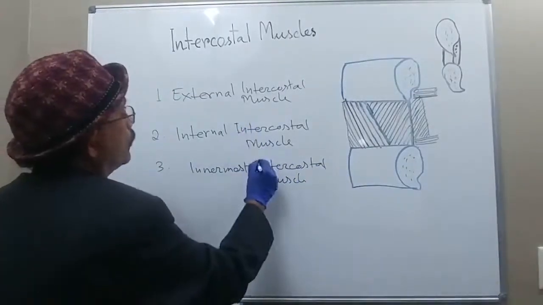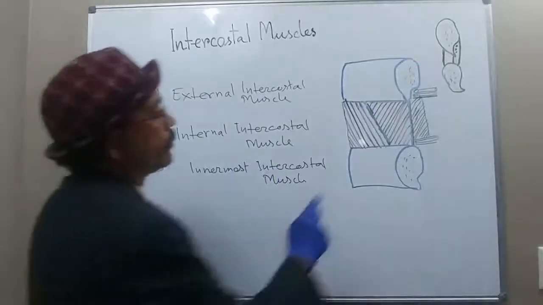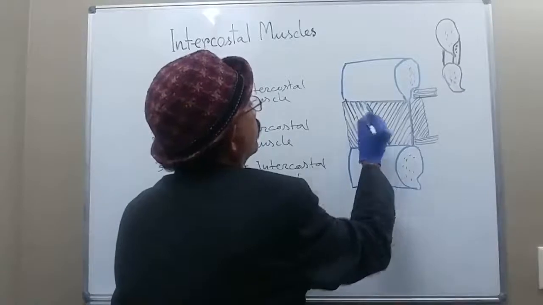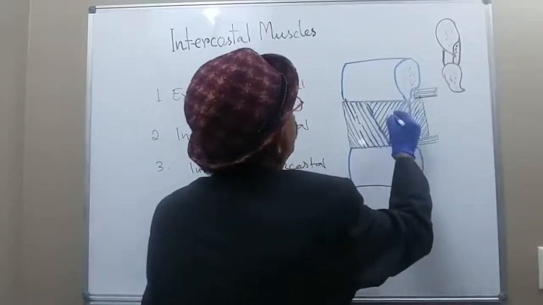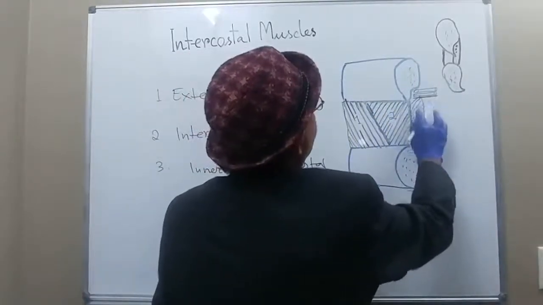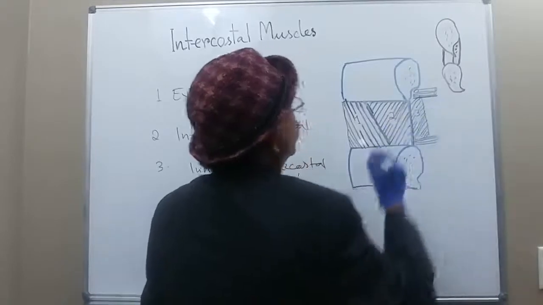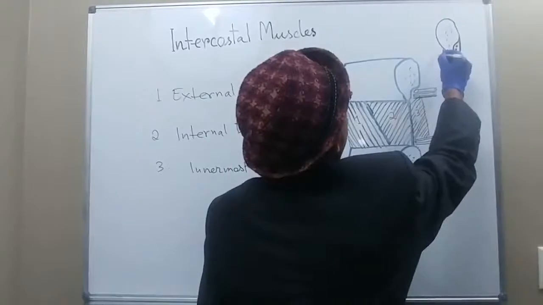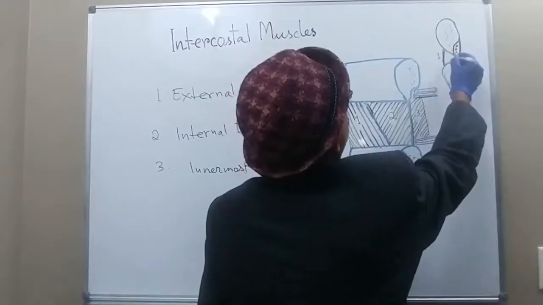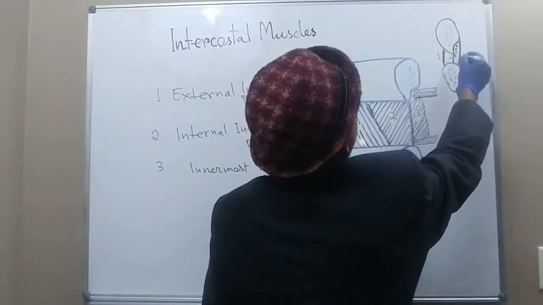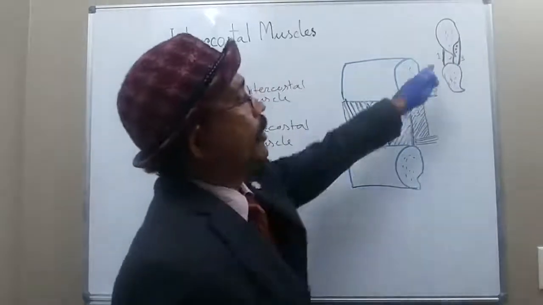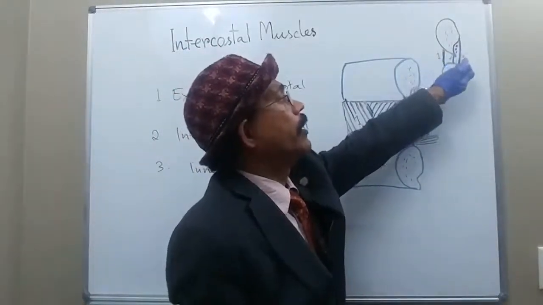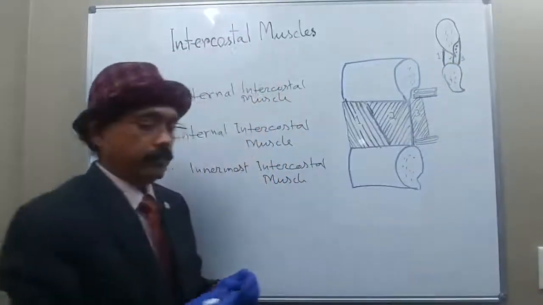Okay, so we have three muscles. This is the external intercostal muscle, number 1. Number 2, this is the internal intercostal muscle. Number 3, here is the innermost intercostal muscle. External intercostal muscle, internal intercostal muscle, innermost intercostal muscle.